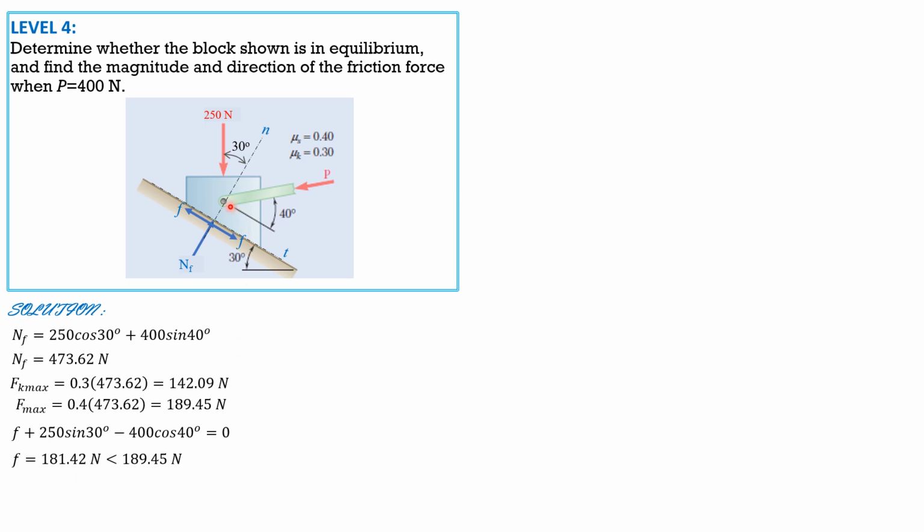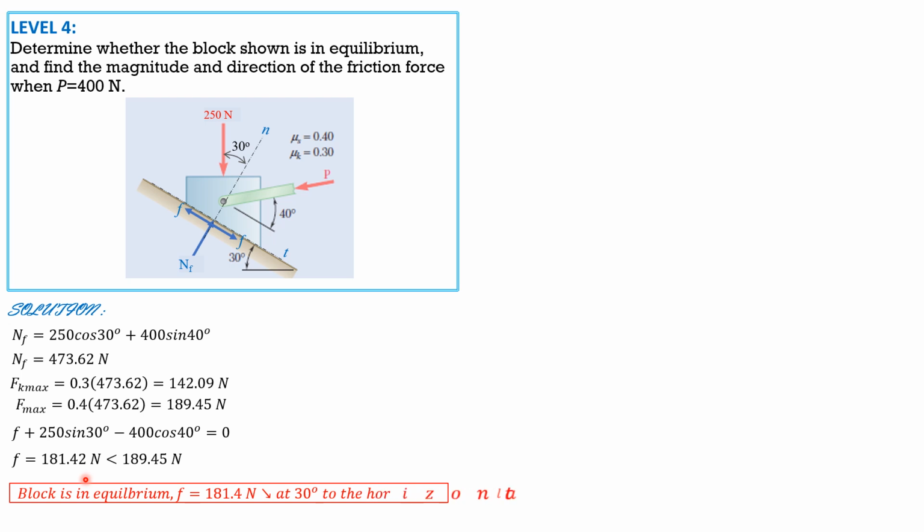So that means the block is in equilibrium. And because the block is in equilibrium, and this is the required frictional resistance which will make it in equilibrium, therefore this is the answer. And it is directed down to the right. So the block is in equilibrium, and F is 181.4 newtons down to the right at 30 degrees to the horizontal.